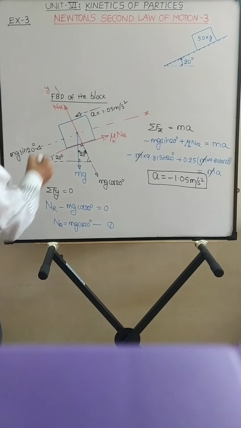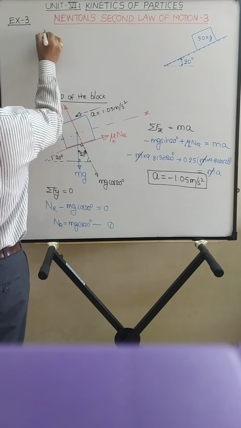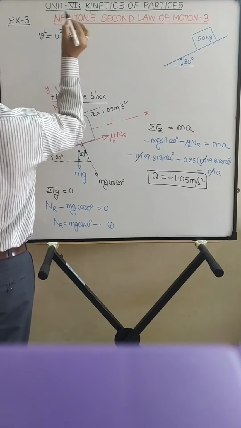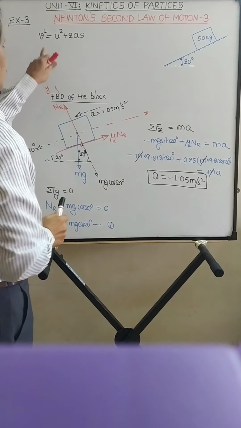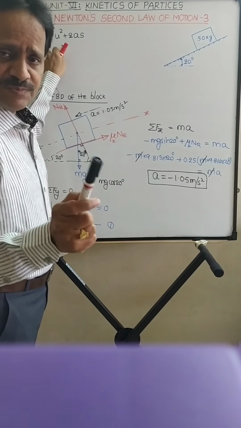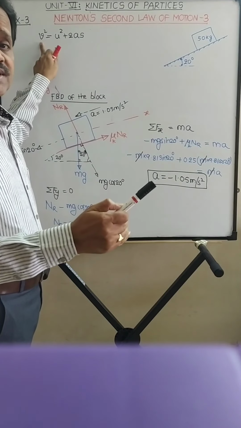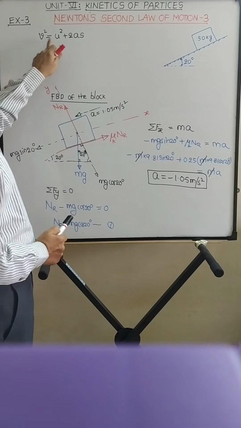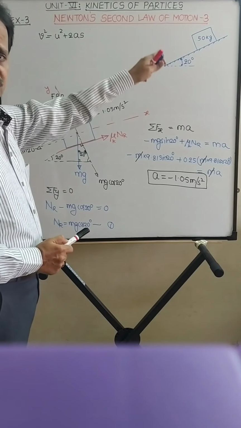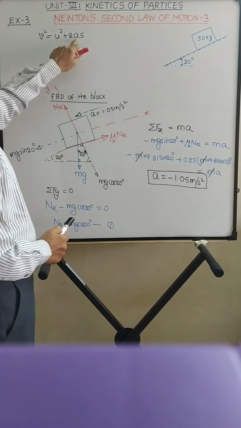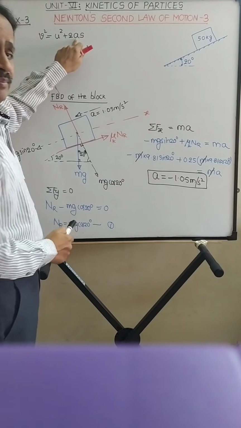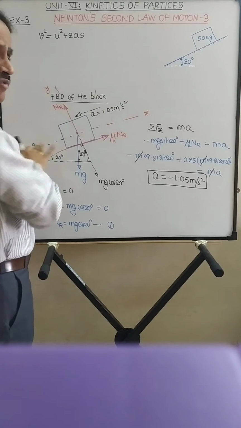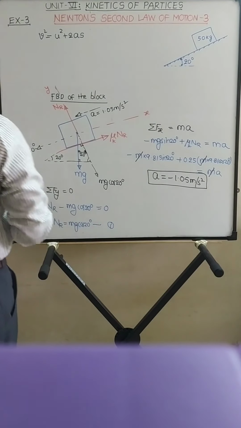So using equation of motion, v square is equal to u square plus 2as. V is the final velocity, which is 15 meters per second. It is given. You have to find out the distance traveled by the block before attaining a speed of 15 meters per second. U is initial velocity, that is 0. It is starting from rest. And a is 1.05 meters per second square. So the block is moving down the plane. All the quantities are in one direction only.